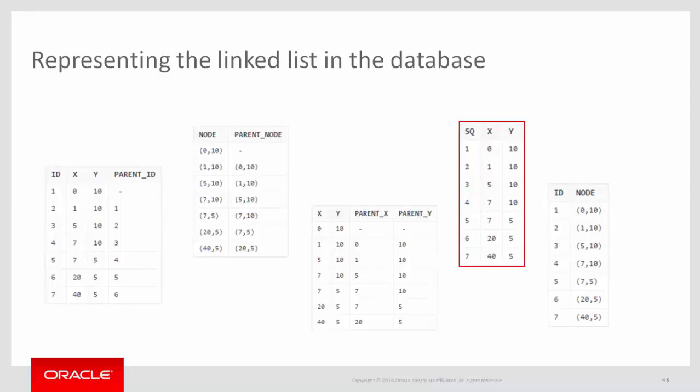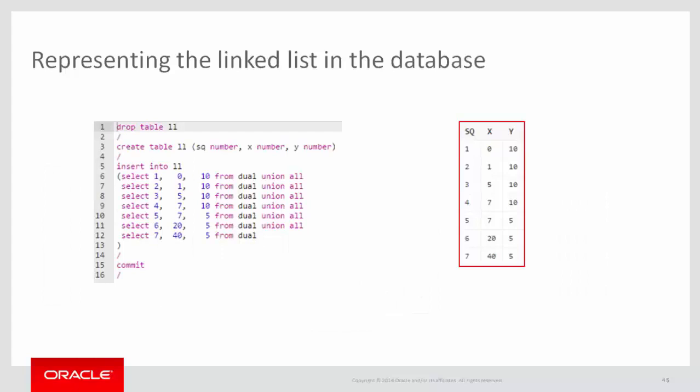This is where I've got the x and the y of the node each in a separate column, and the nodes are assigned a sequence number, which is in the order of the nodes in the linked list. So here's the SQL that I can use to create that in the database.